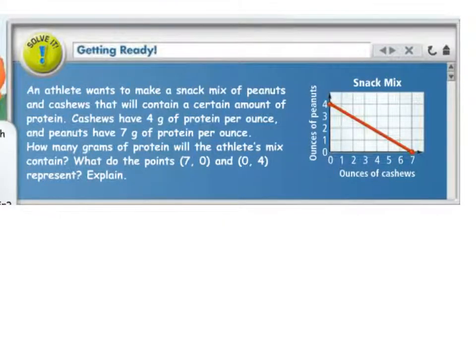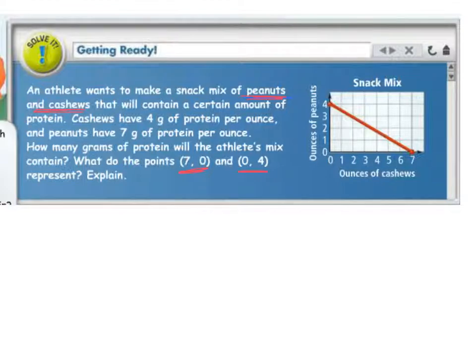This getting ready box helps you think about what we're going to be doing in this lesson with intercepts and writing equations in standard form. So it says an athlete wants to make a snack mix of peanuts and cashews. So, maybe make this pink. Peanuts and cashews. That will contain a certain amount of protein. Cashews have 4 grams of protein per ounce, and peanuts have 7 grams of protein per ounce. How many grams of protein will the athlete's mix contain? What do the points 7, 0, and then 0, 4 represent?